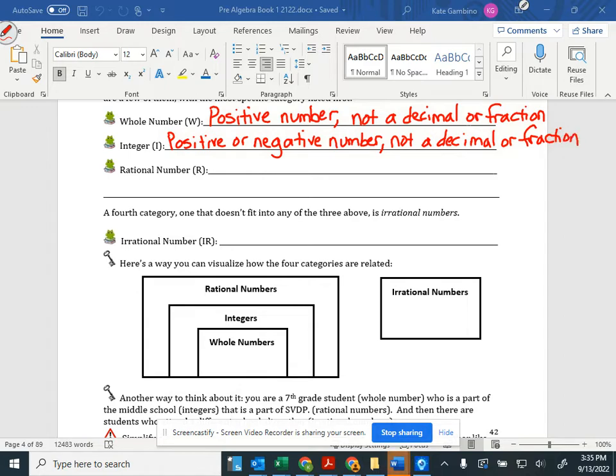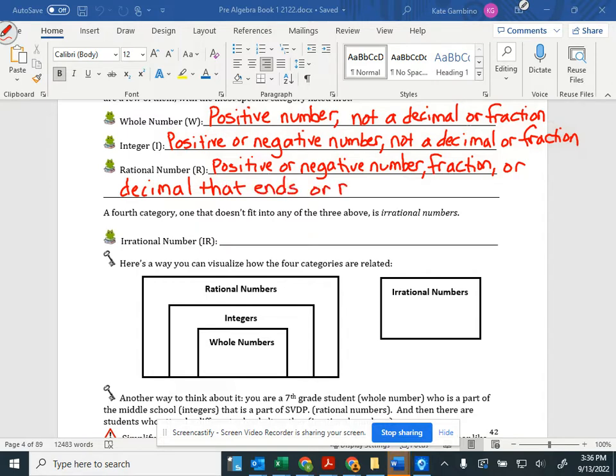And then our broadest one is the rational number. So it can be a positive or negative number, and it can be a fraction or a decimal that ends or repeats. So you can see how our categories get bigger and bigger as we go down.